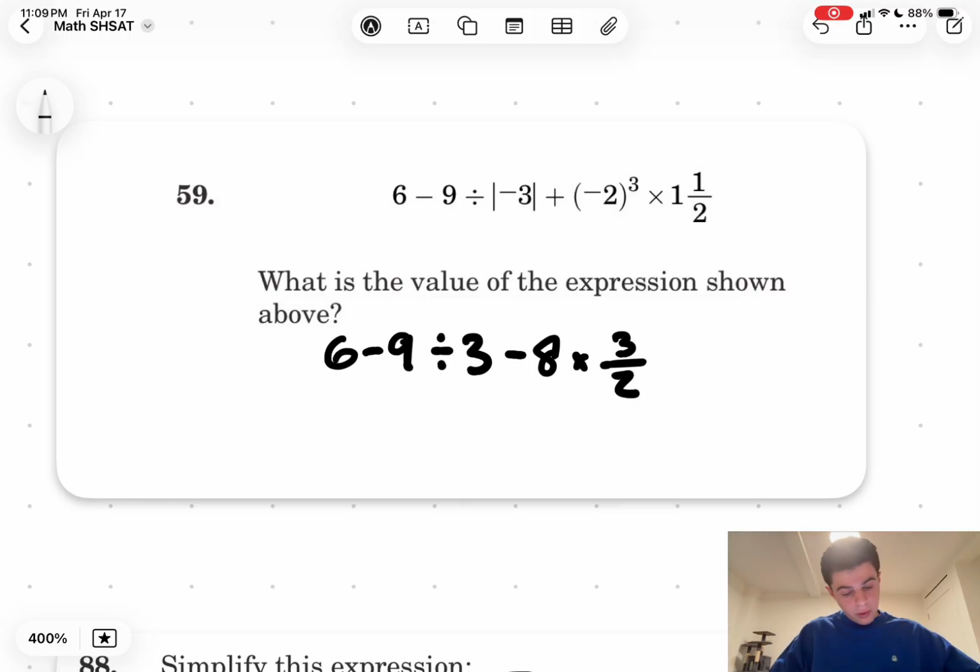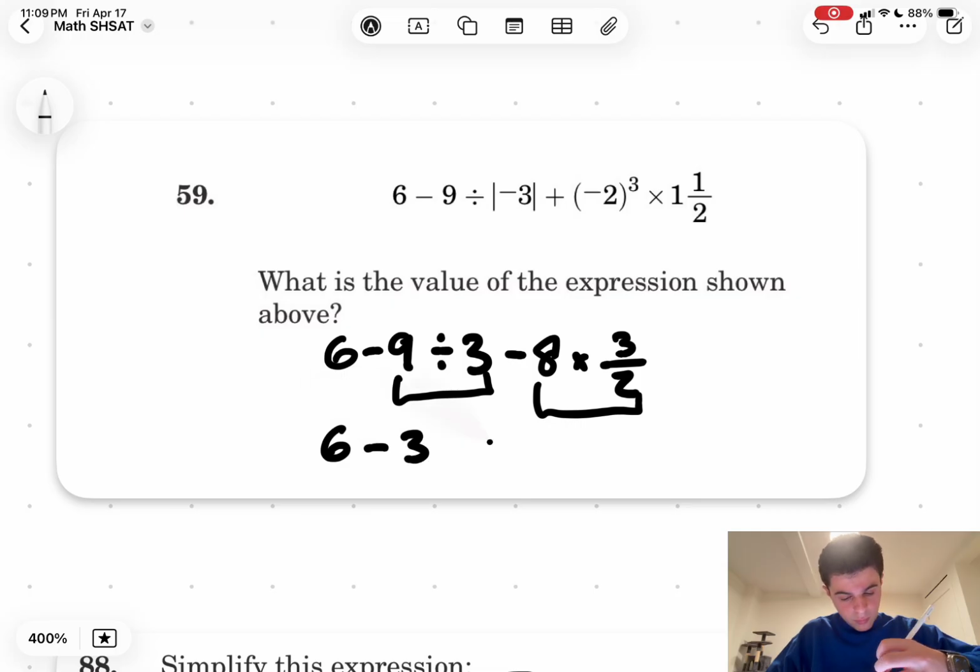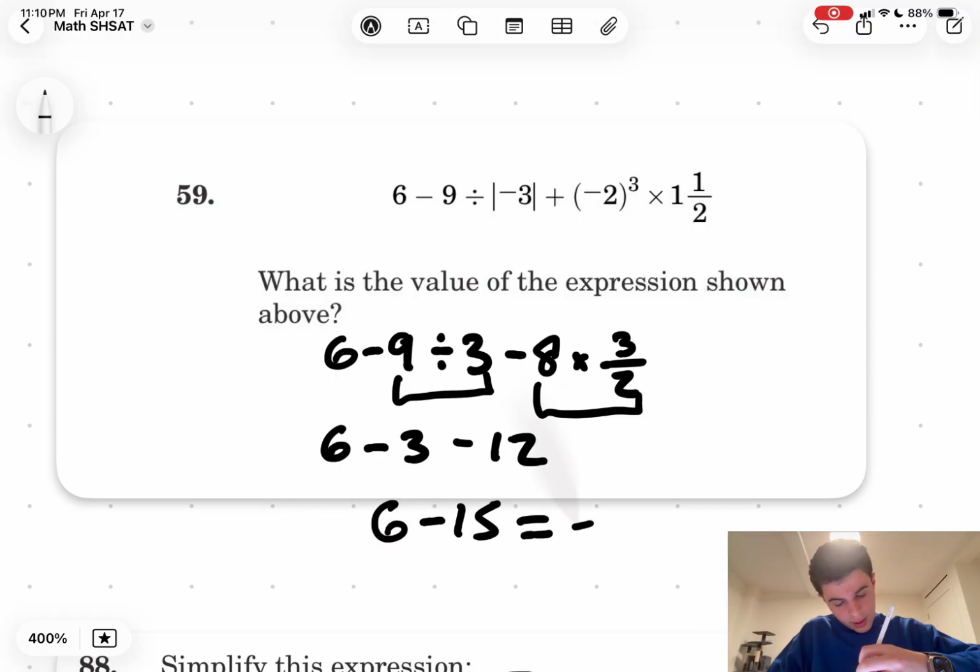Now, we have to still remember our order of operations. 9 divided by 3 and 8 times 3/2 are going to take priority over our subtraction and addition. So 9 divided by 3 is going to be 3. So we're going to write this as 6 minus 3. And then negative 8 times 3/2 is going to be negative 24/2, which is just the same as negative 12. And now we have 6 minus 3 minus 12. So that's just saying 6 minus 15, which is equal to negative 9, which is our final answer.